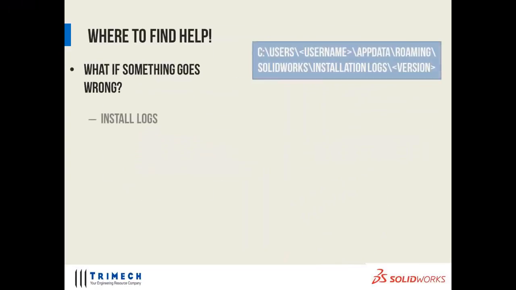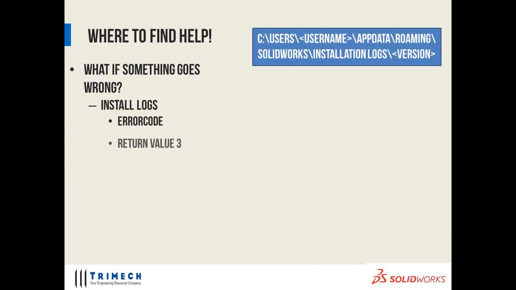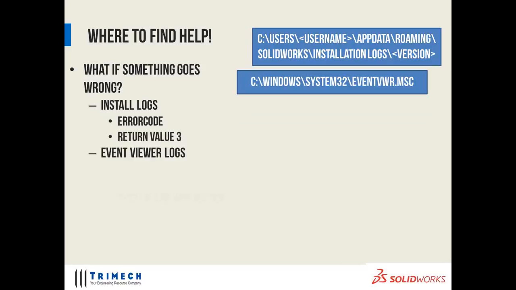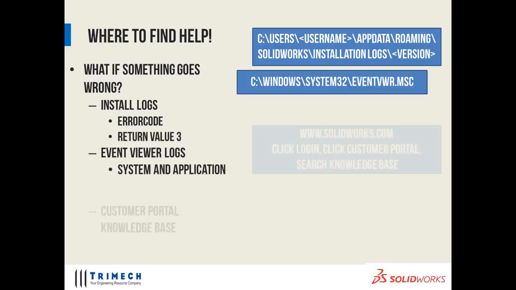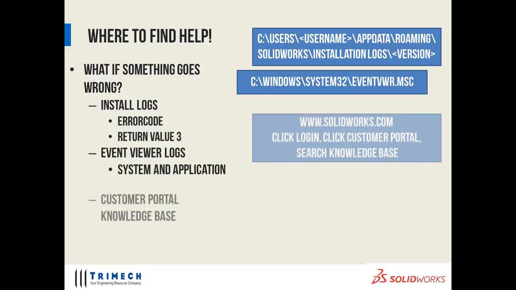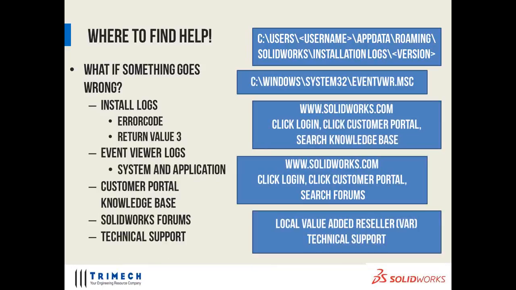Where to find help? So what if something goes wrong? The install fails. Where do you go? First place you're going to go to is the installation logs. The installation logs are going to be found in C users, your username, app data, roaming, SolidWorks installation logs, and then it's going to have the version and service pack that it just tried to install with.